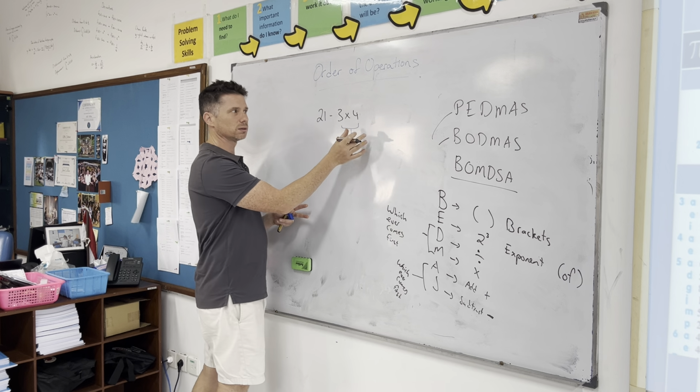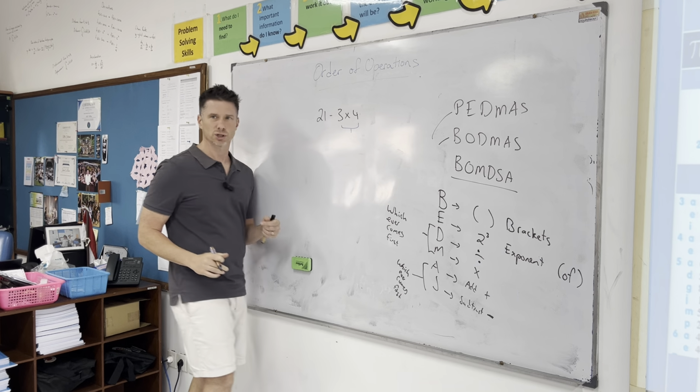So how can I write this as an addition? 4 plus 4 plus 4. 4 plus 4. Okay? It's like translating it into addition. Now, would you ever get 72 as an answer to this problem?